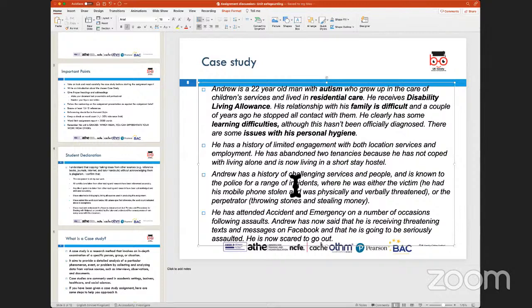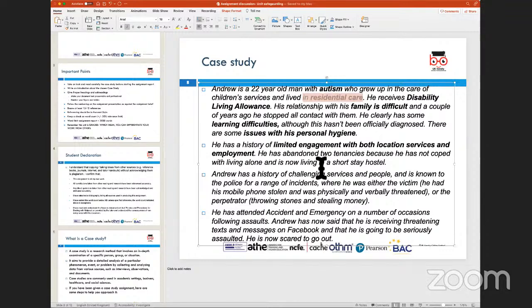Now, the second part of the case study, I've broken the case study down into 4 paragraphs for easy understanding. He has a history of limited engagement with both local services and employment, which also shows that the person is isolated and is not currently in employment. He has abandoned 2 tenancies because he has not coped with living alone and is now living in a short stay hostel. So this relates to residential care.